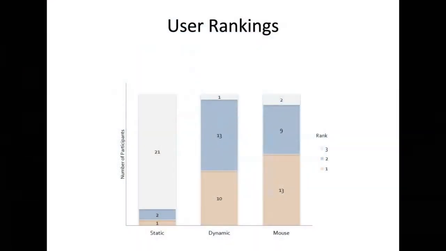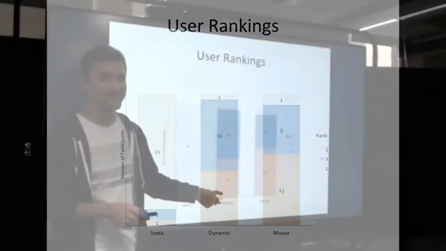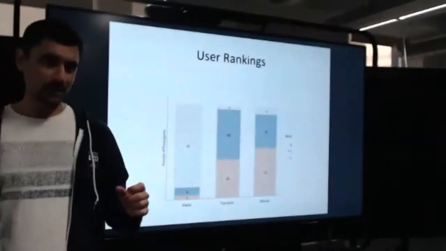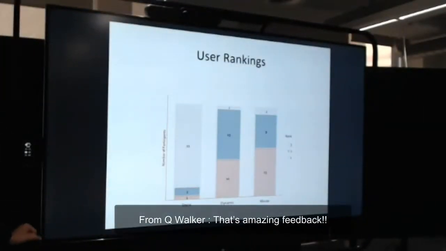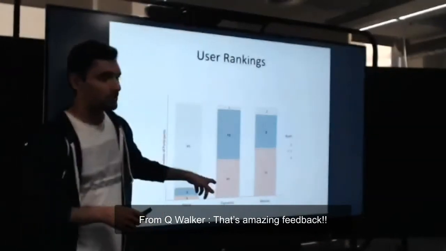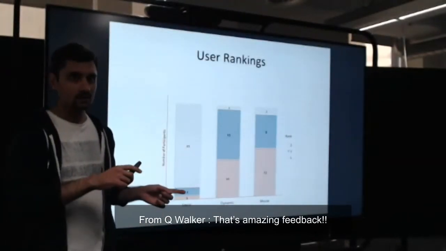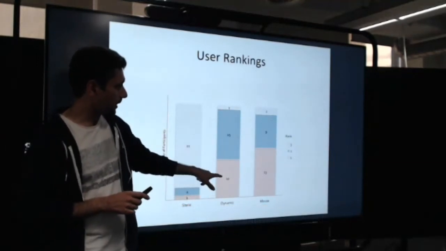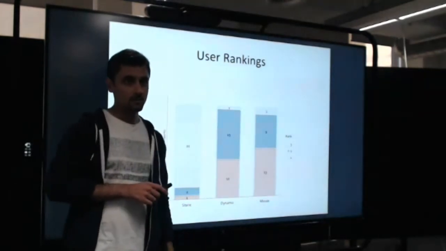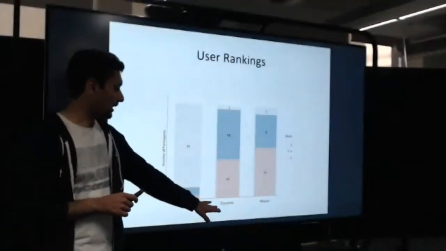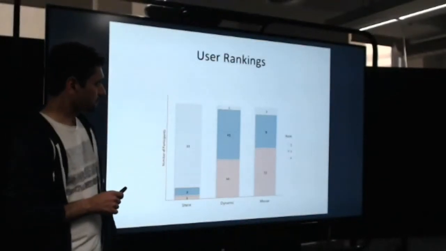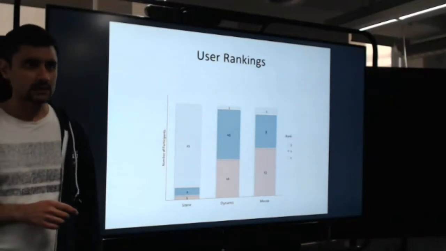13 people considered mouse as the best. So mouse was expected to be the best, but we were really happy with this number here. 10 people said dynamic coloring was the best out of the 3. So that was that eureka moment. And if you look at the people who either ranked first or second, dynamic was ranked either first or second by more people than the mouse. So in a way, dynamic was something that people were really happy with. Any questions on this?